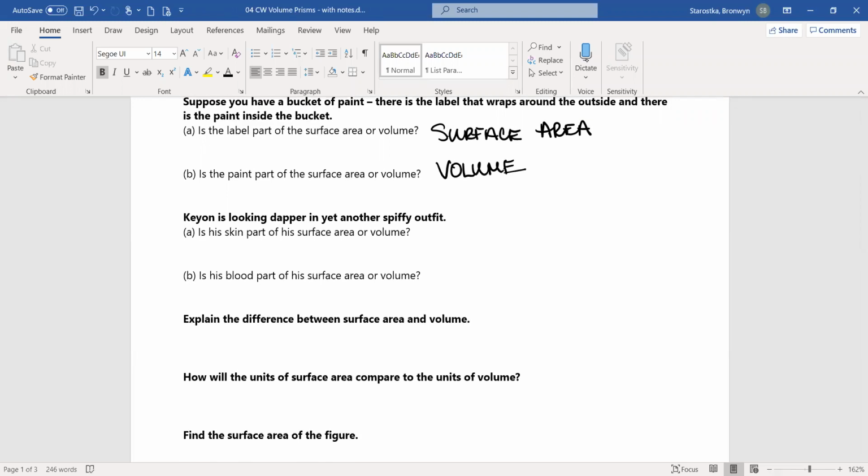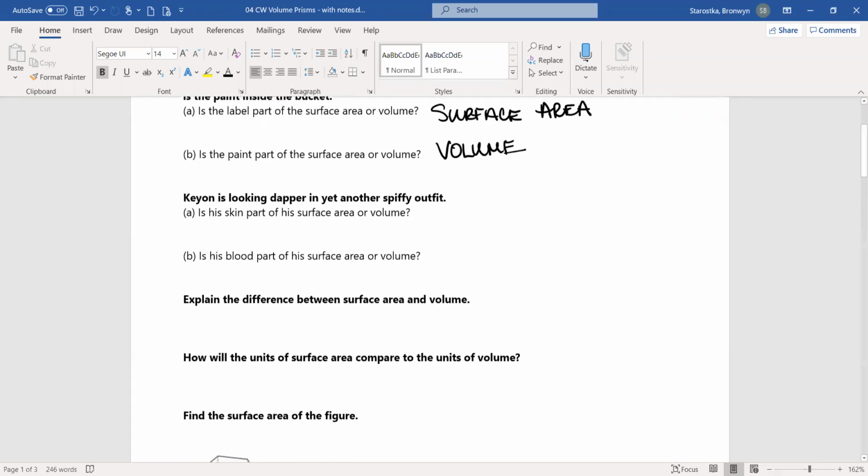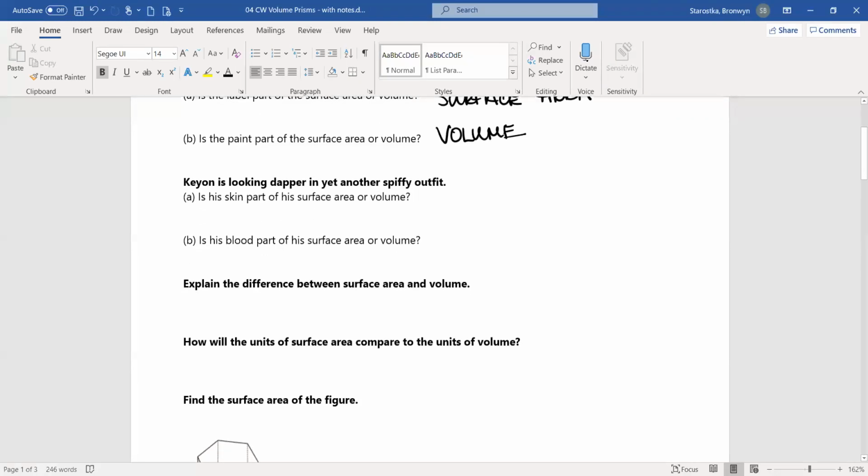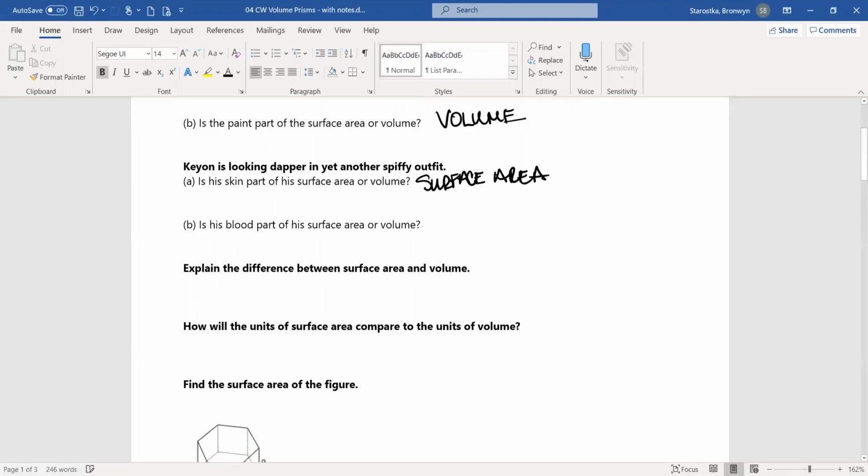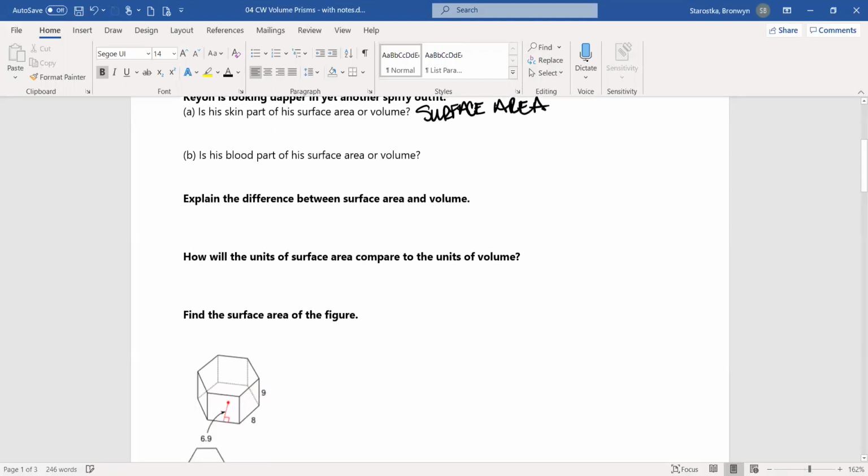And Keon is looking dapper in yet another spiffy outfit. Is his skin part of his surface area or volume? If it's around the outside, it's surface area. And if it fills, like his blood, that would be volume.